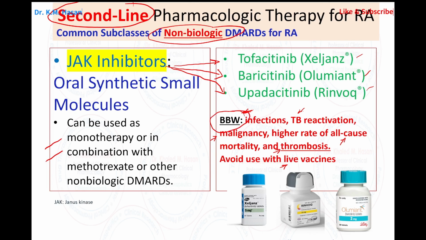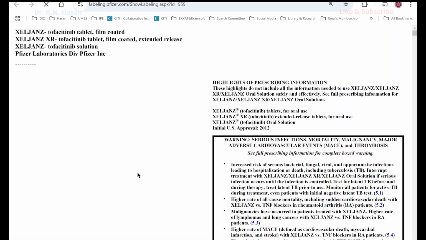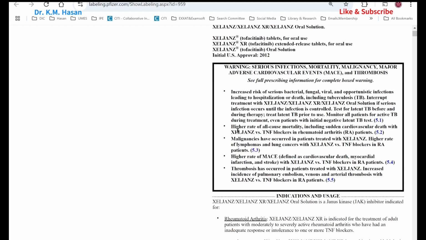If I click on what we have here, you can see Xeljanz, tofacitinib, and let's look together at what happened with Xeljanz. It was approved by the FDA in 2012, with tablets and extended release tablets available. There is increased risk of infections, which could be bacterial, fungal, or viral, and a high rate of all-cause mortality. What else? Malignancy, increased risk of malignancies in treated patients, and then a high rate of myocardial infarction due to deep vein thrombosis. So we have deep vein thrombosis here.